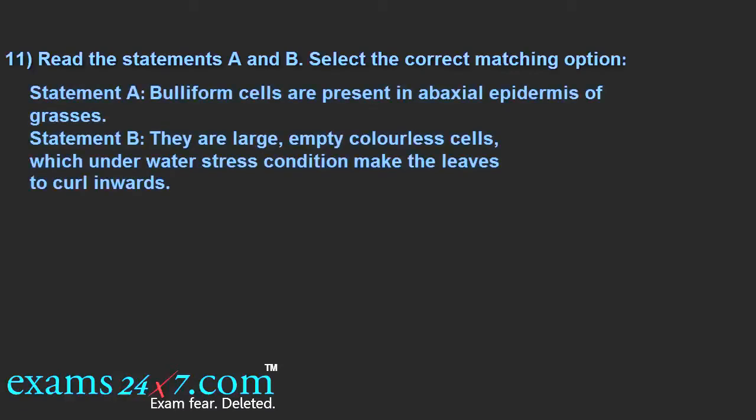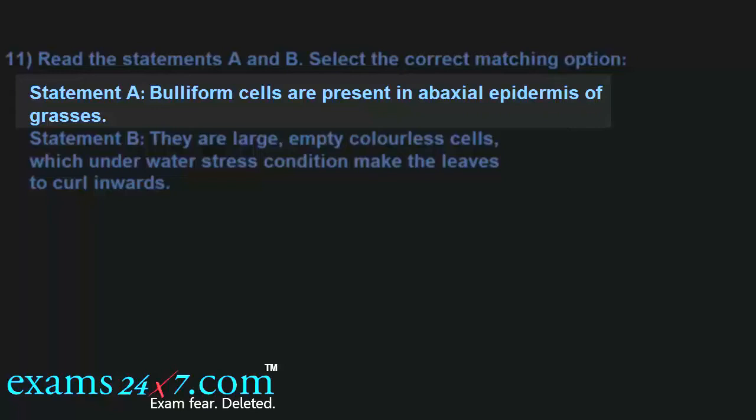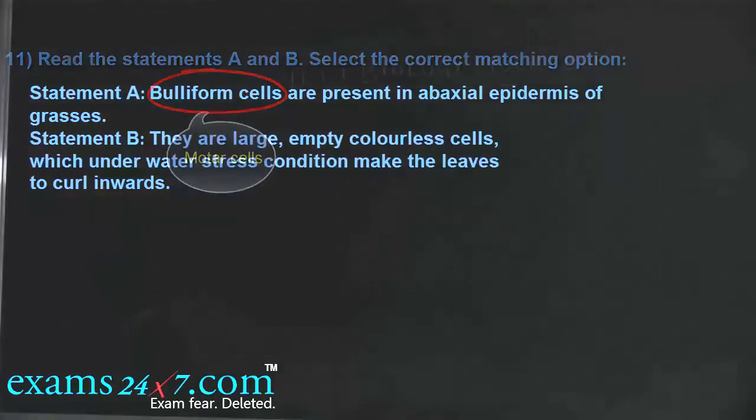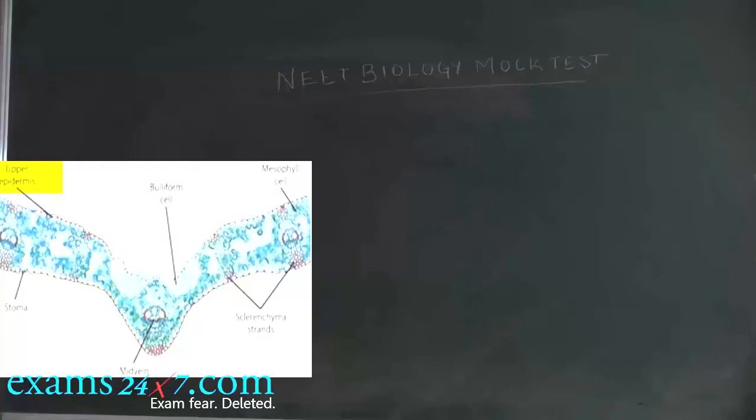Question number 11. Read the statements A and B. Select the correct matching option. Statement A: Bulliform cells are present in abaxial epidermis of grasses. Dear friends, you know Bulliform cells are also called motor cells.